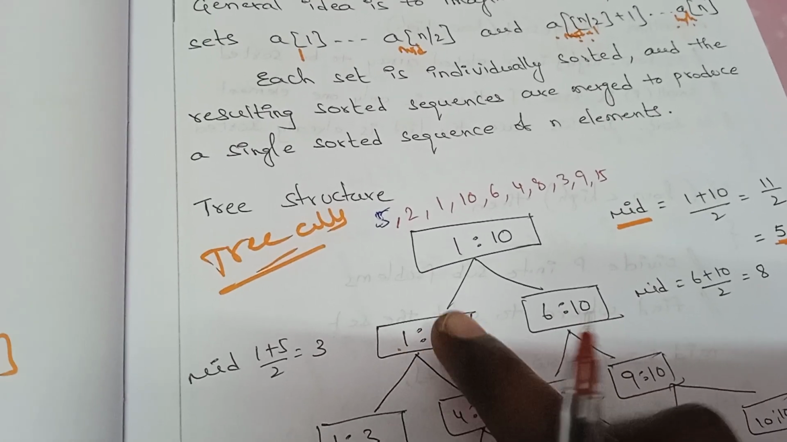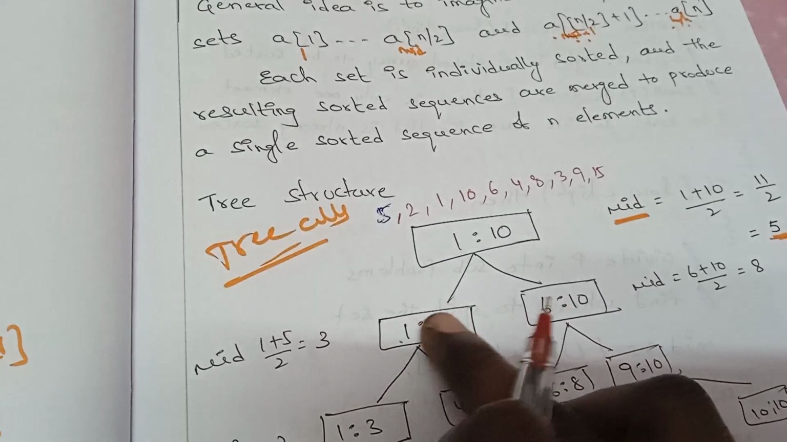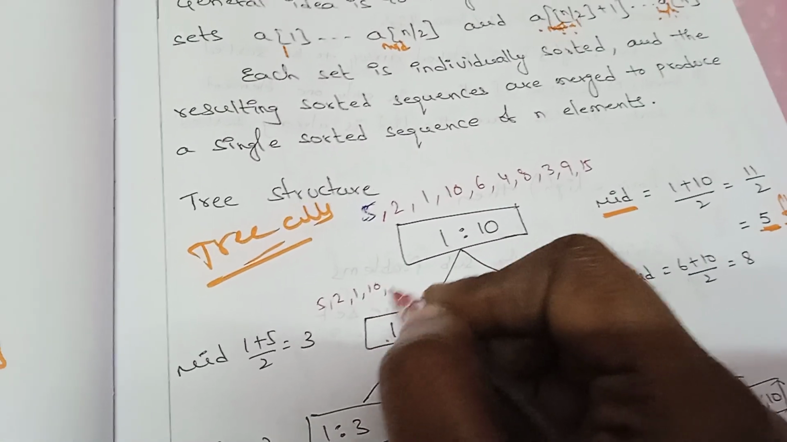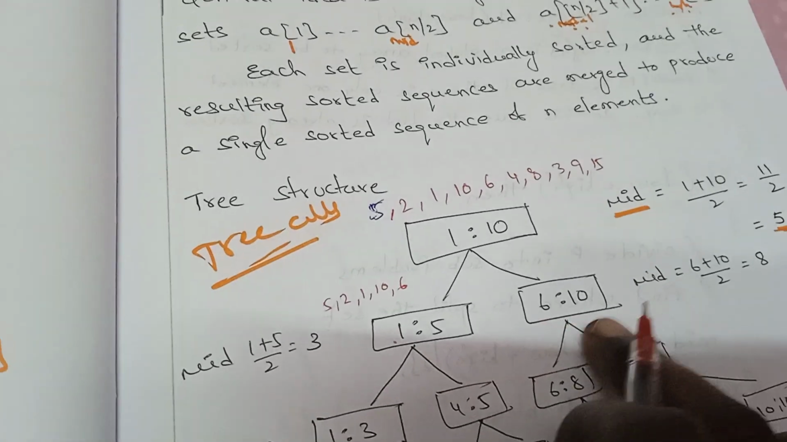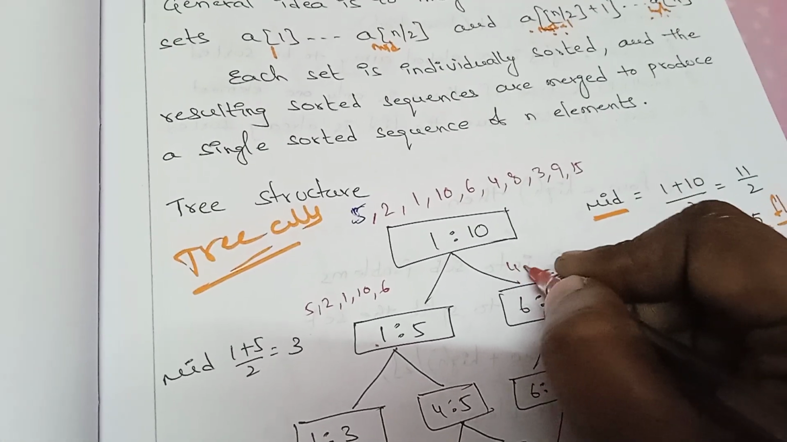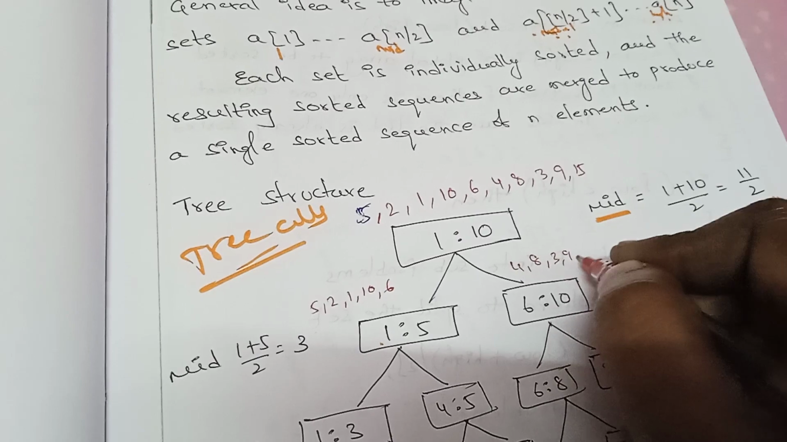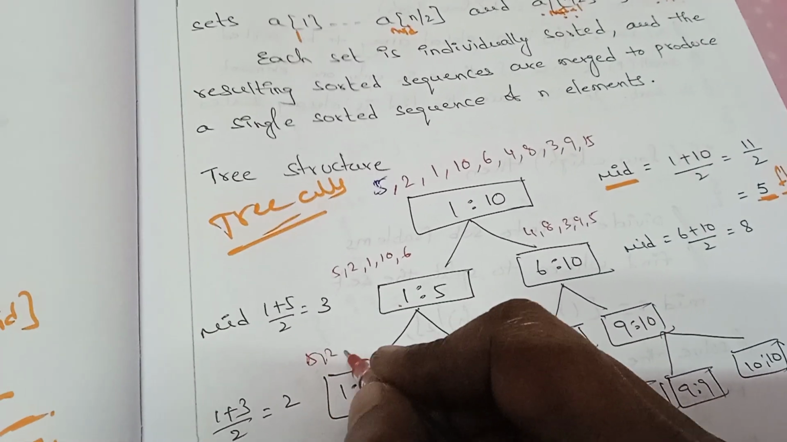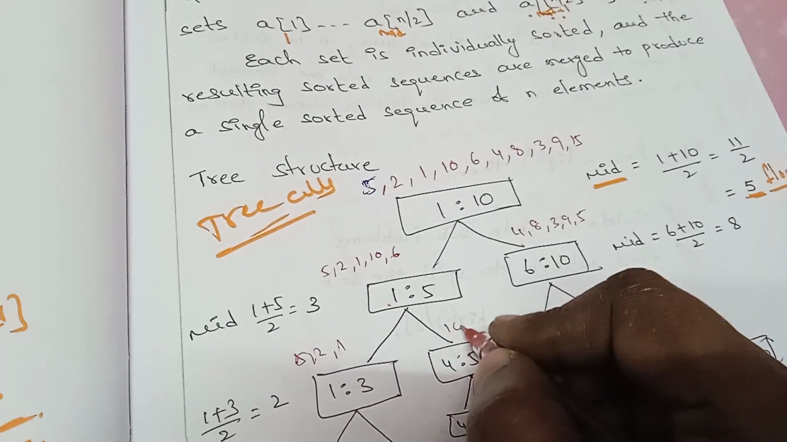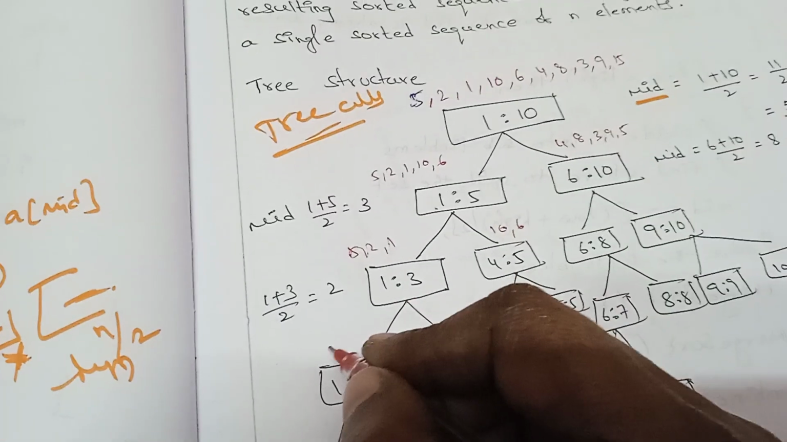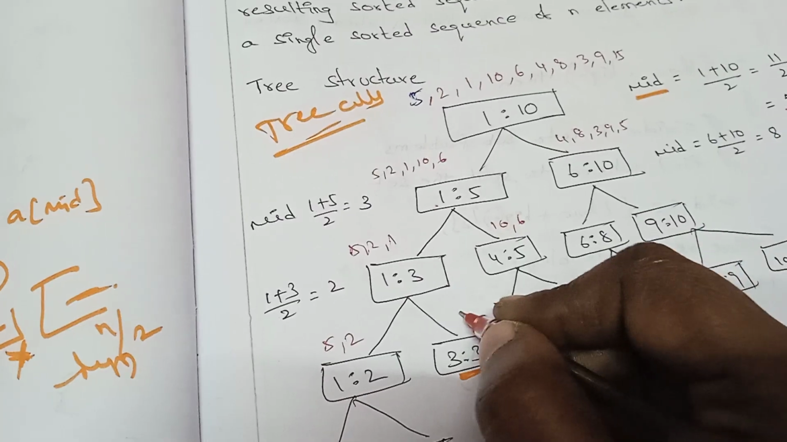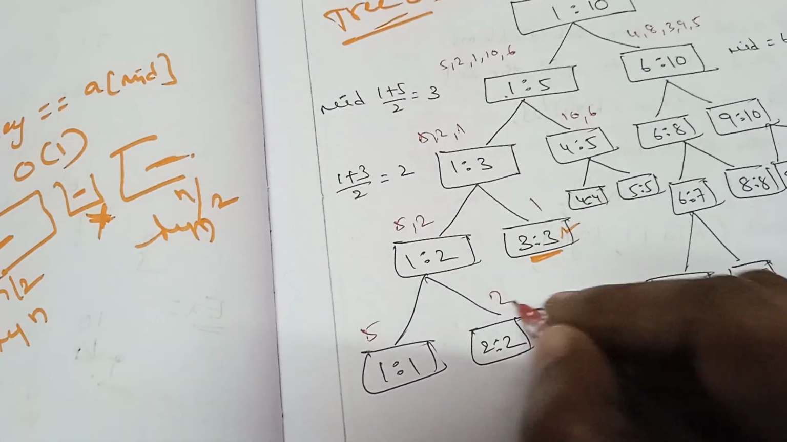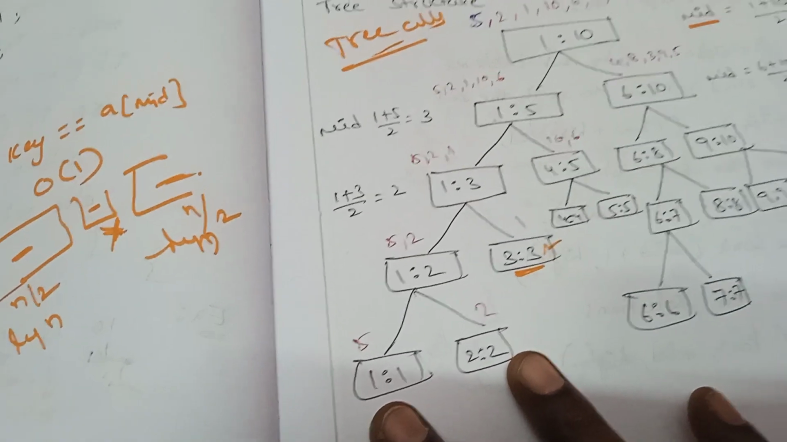What is the first split? 1 to 5 elements have to be in this split. That means 5, 2, 1, 10, 6 will be under this, and here 4, 8, 3, 9, 5. Again here 5, 2, 1, and this one 10, 6. And again here 5, 2 is here, 1 is here. So you found two single elements, right?